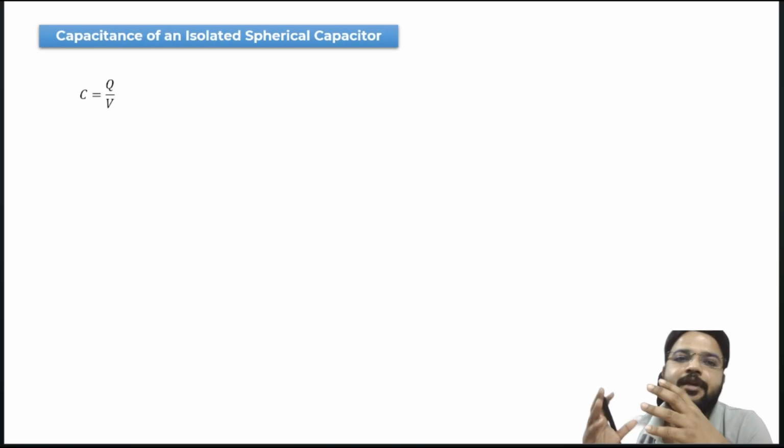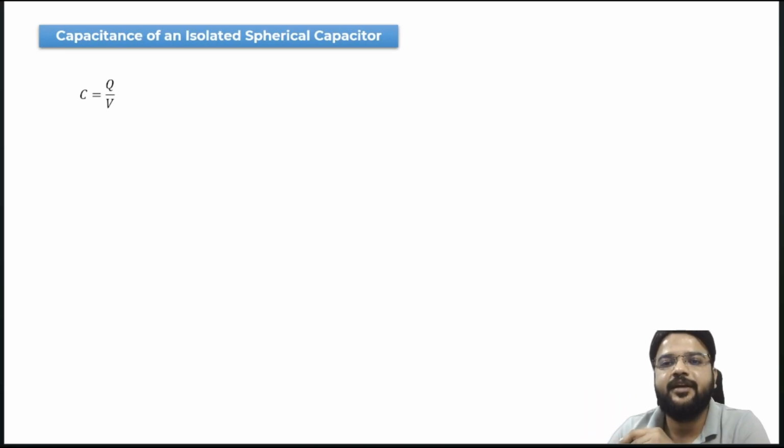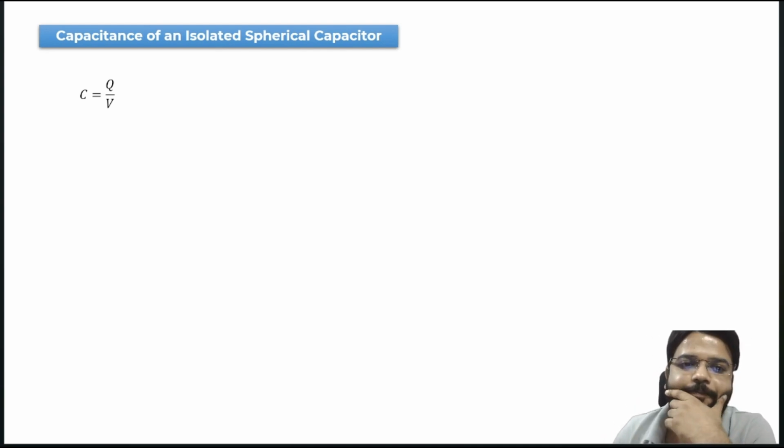Let's see it next, everyone. Capacitance of an isolated spherical capacitor. So now we want the capacitance of an isolated spherical capacitor. So let's see how we can find it.